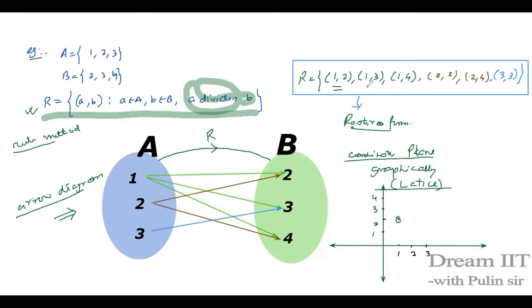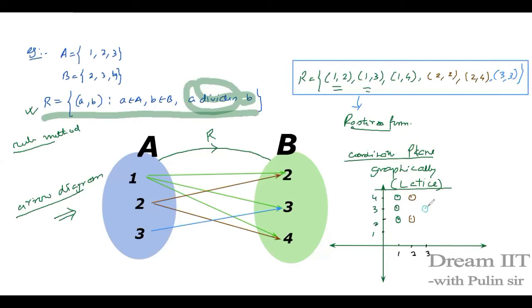Then it is 1, 3. This is the element. Then 1, 4. This is the element. The next element is 2, 2, then here it is 2, and then 2 is related to 4. And the last element is your 3, 3. So it will be here.